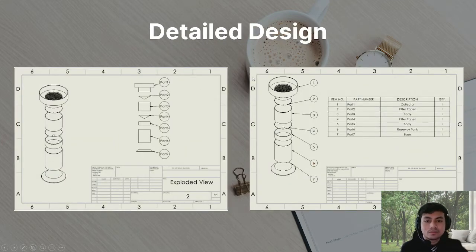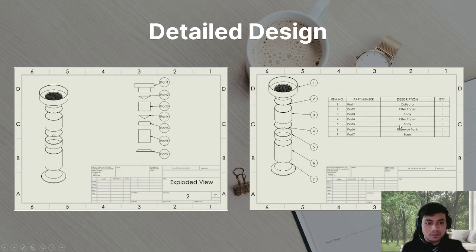The design consists of 7 parts. Part 1 is the collector, the head of the design, where the waste engine oil flows in through this collector. Part 2 is the filter paper, where the waste engine oil undergoes the first filtration process. Part 3 is the body, which holds the waste engine oil to prevent it from leaking during the filtration process. And part 4 is the filter paper, where the waste engine oil undergoes the second filtration process.